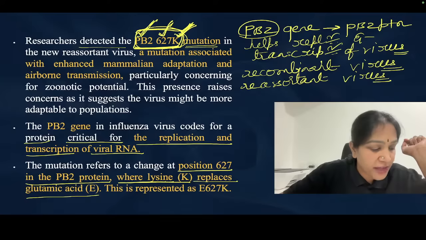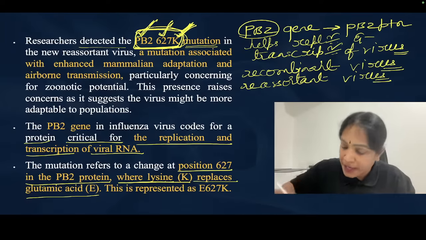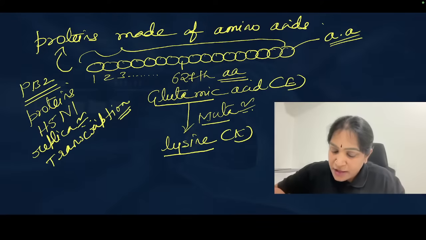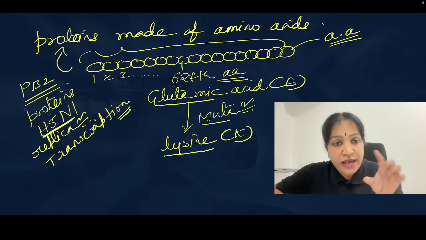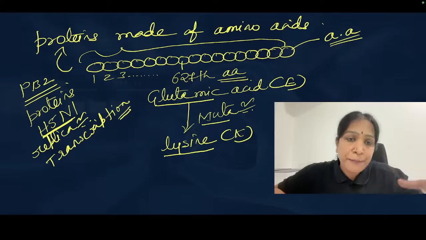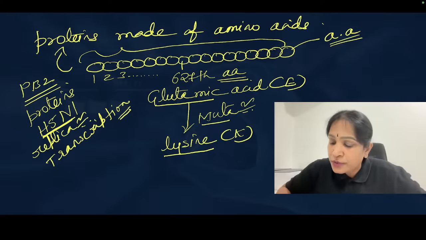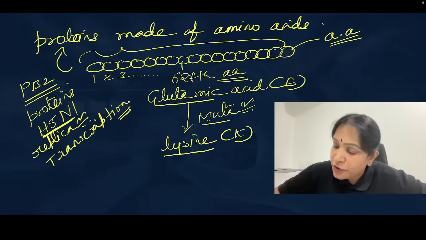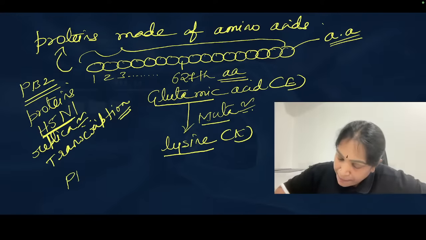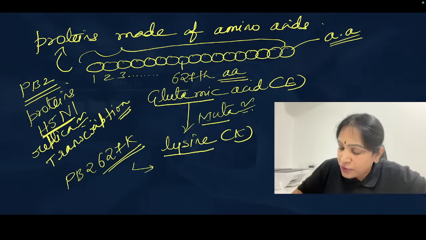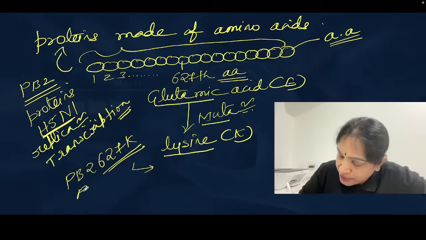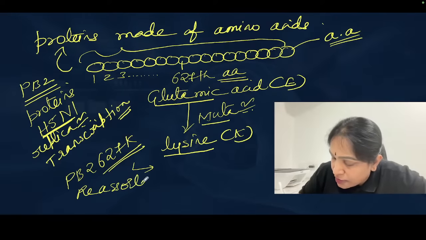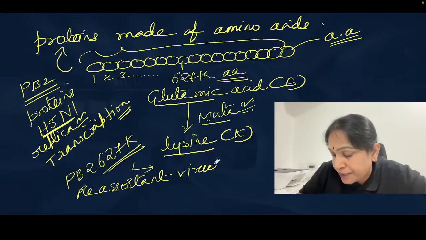Survival of H5N1 inside humans. The PB2 protein is very important for H5N1 to survive in human beings and also to replicate in human beings. That protein's 627th amino acid, glutamic acid, is replaced by lysine. Therefore, we are calling the mutation PB2 627K. We have this mutation in which virus? In the reassortant virus. Is it clear?